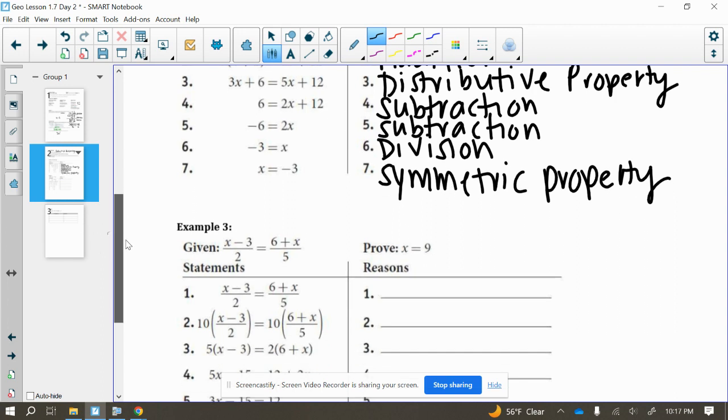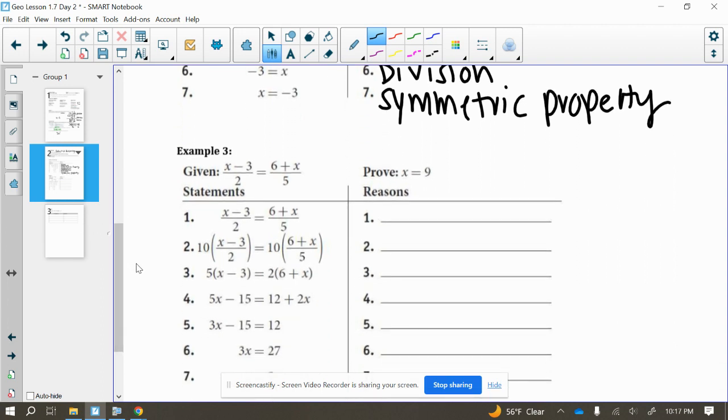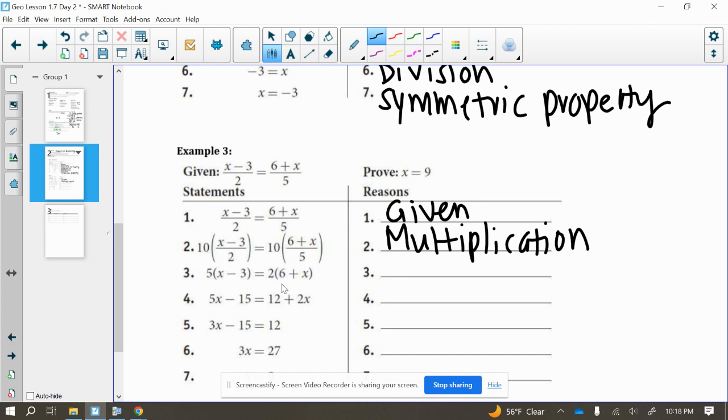In our next example, then, we have this given information this time, and we're ultimately trying to prove that x equals 9. Now, notice on this one, what they're doing on both sides is they are multiplying both sides by 10. So we would say multiplication as our first step. Next, they simplify. 10 divided by 2 is 5. 10 divided by 5 is 2. So you could say simplify, because we simplified on each side individually.